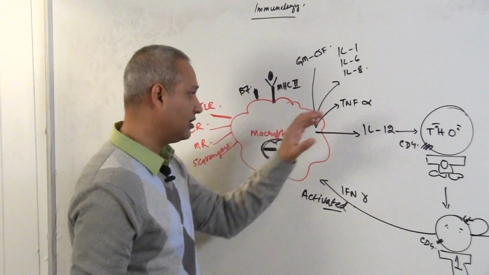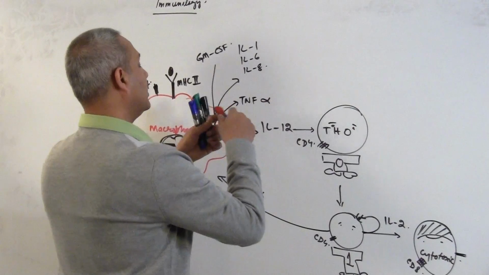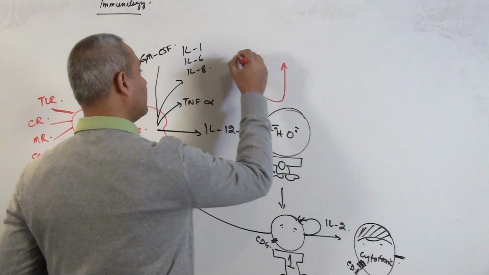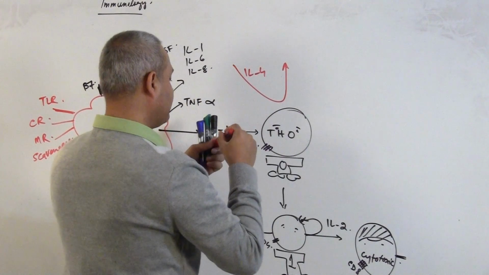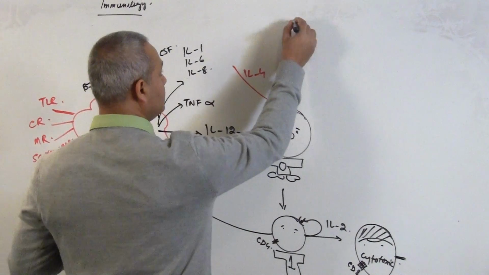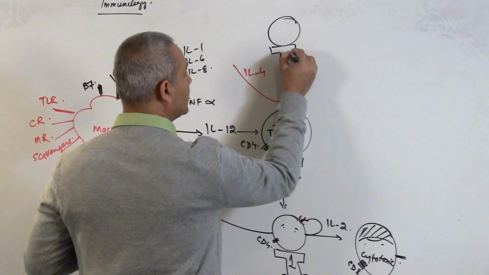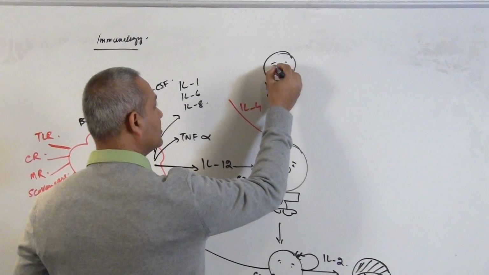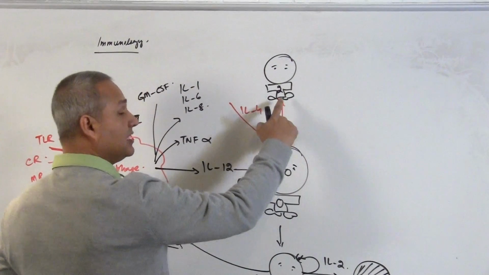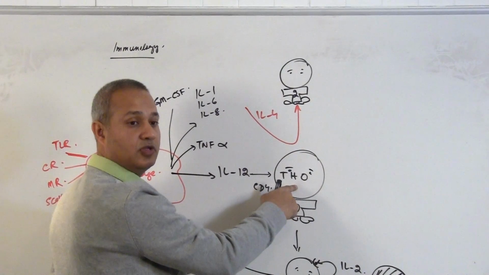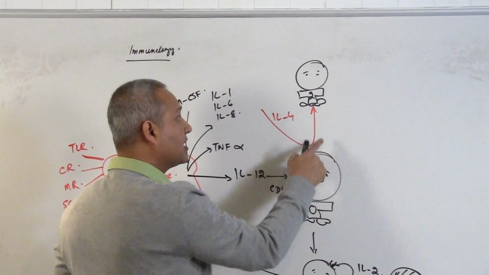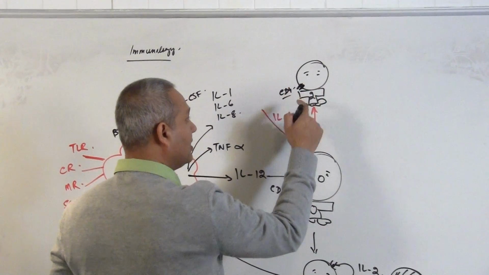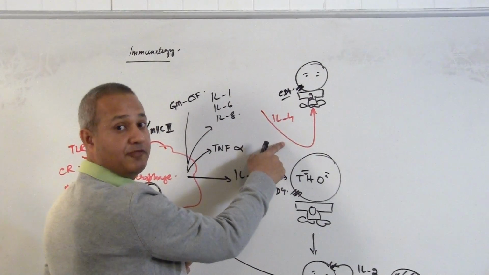On the other hand, if we come back here, you would also know, and I have covered that in our previous lectures, that T helper 0, or the naive T cell or null T cell, can become a T helper 2 cell. I make these cells as if they're wearing t-shirts. So this is T helper 2. Again, this is a CD4 cell. It can become a T helper 2 cell in the presence of interleukin 4.